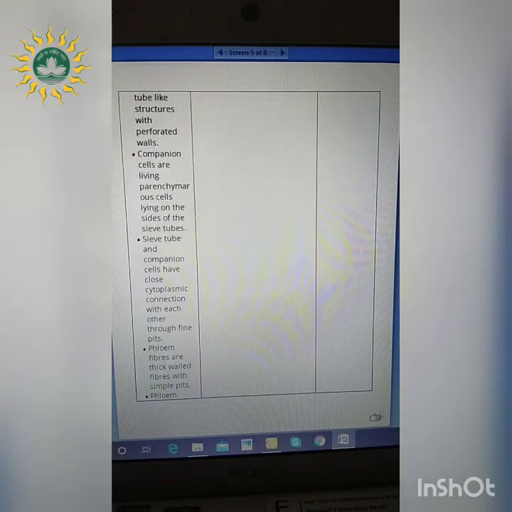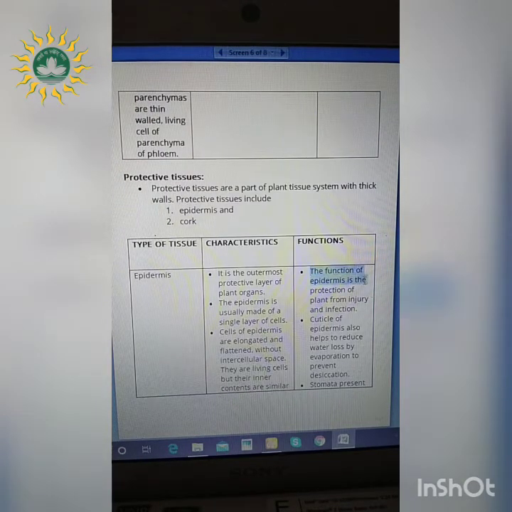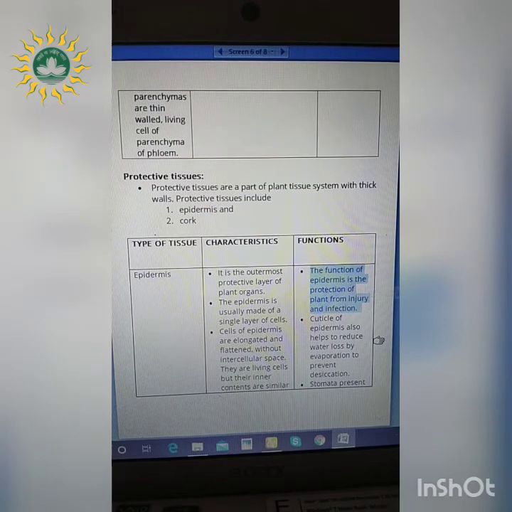Now we'll move on to the functions of epidermis. The function of epidermis is protection of the plant from injury and infection. So both injury and infection are prevented with the help of epidermis.